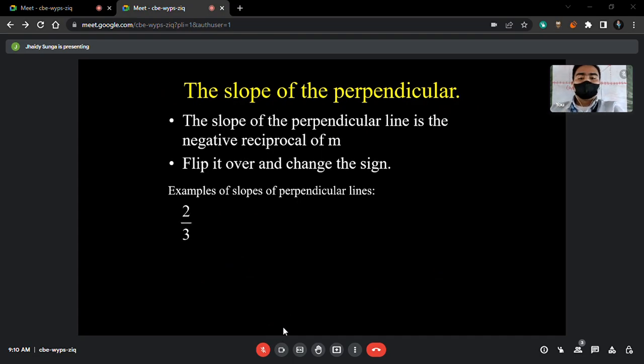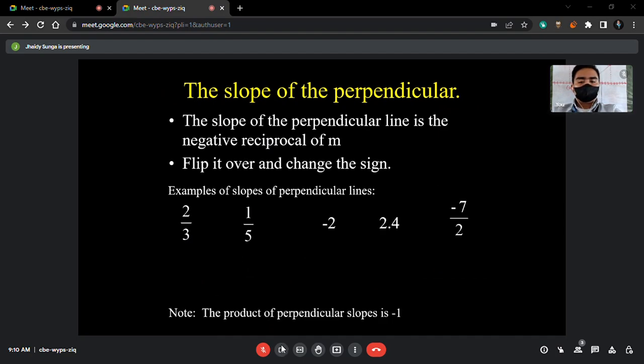So 2 over 3. If we have 1/5 as well, negative 2, 2.4, negative 7 over 2. Now, take note that the product of the perpendicular slopes is -1. Now, from here, this is the thing.